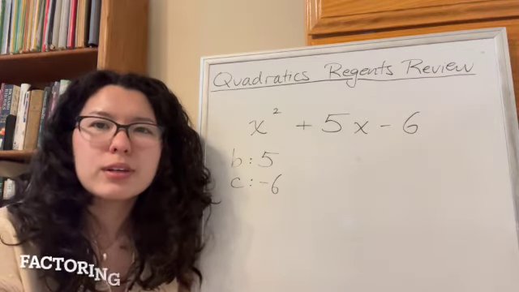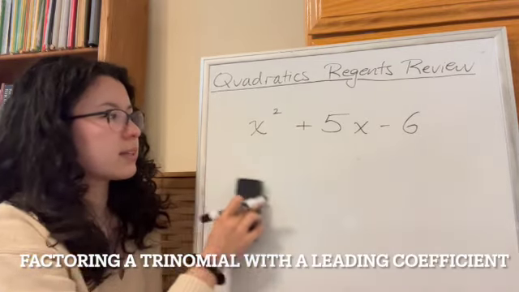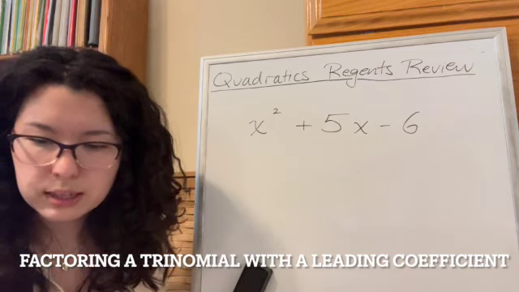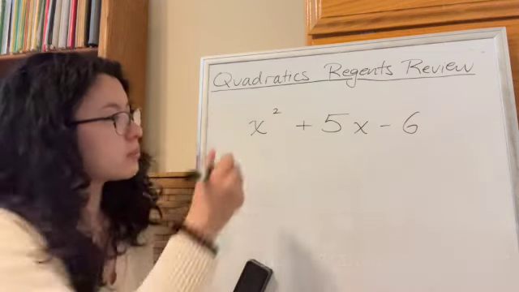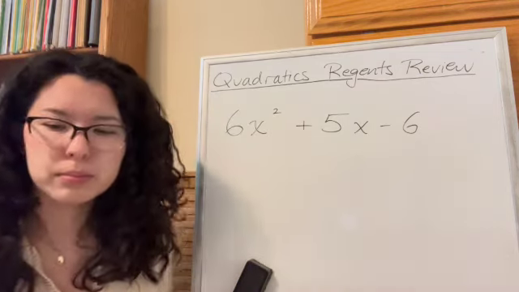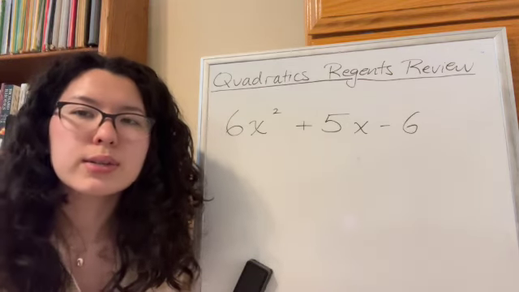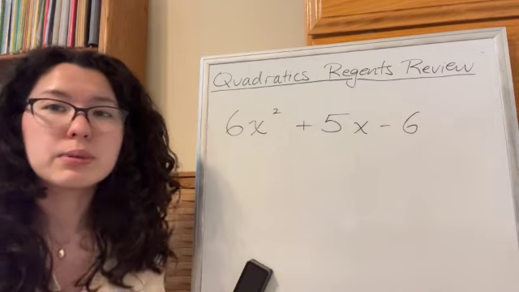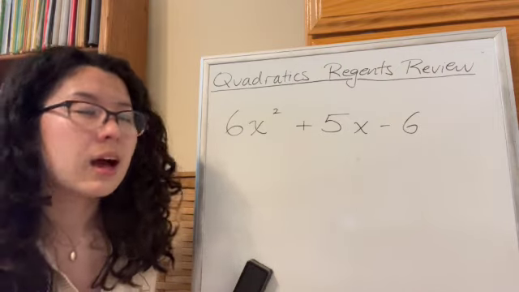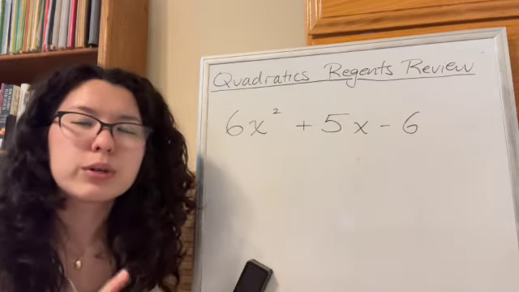But how about if there is a leading coefficient? Let's look at an example like that. So let's say, for instance, we have 6x squared plus 5x minus 6. We have a leading coefficient. Now, it's not going to be enough to look for what adds up to b and multiplies to c. We're going to have to add in a couple more steps here.